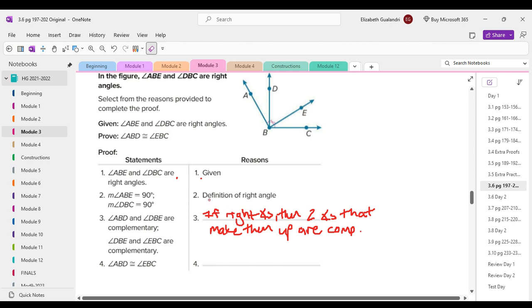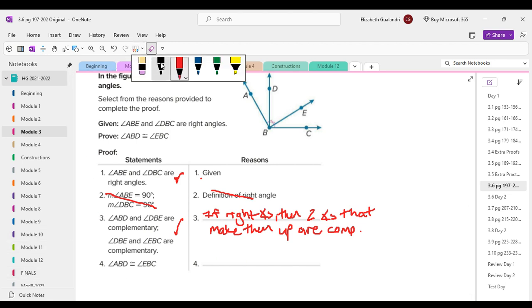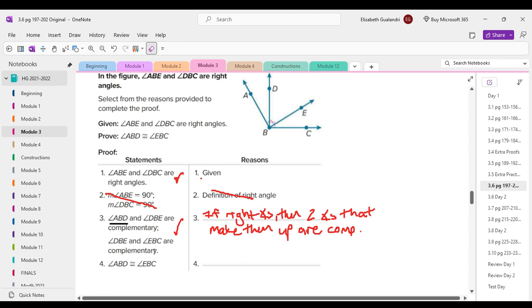So based on my if then, I can skip this step here because I said if I have right angles, which there's my if, then, and I listed what I had. Two angles that make them up are the complementary angles. Okay, so now that I have those listed as complementary, I can now say that angle ABD and angle EBC are congruent because notice that they are complementary to the same angle. And so I'm going to say here that angles that are complementary to the same angle are congruent.